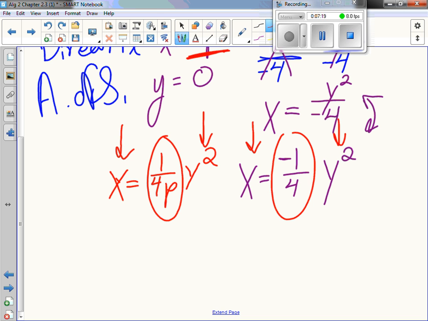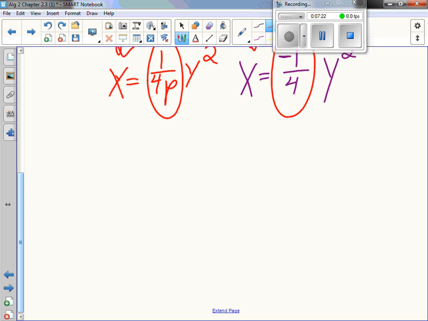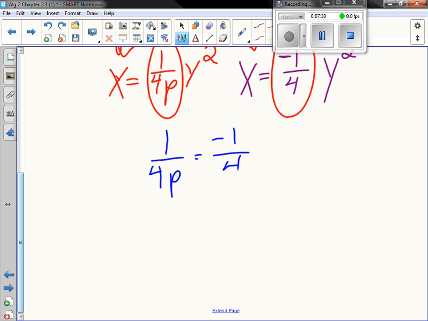So we set it up and get it to this point to find the value of p. The way that we're going to do that is I'm going to take 1 over 4p and set it equal to -1/4, because that's where the value of p is located. For this problem, it's located in that -1/4. So we got the equation set up, and we worked it so we had x equals -1/4 times y squared. The -1/4 is where we're going to end up finding the value of p. So we set 1 over 4p equals -1/4. We set them equal to each other. Any questions on this here?